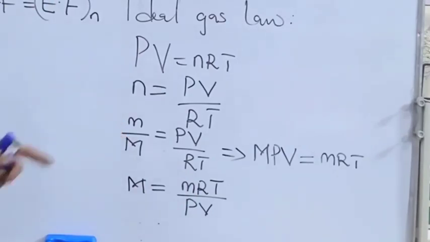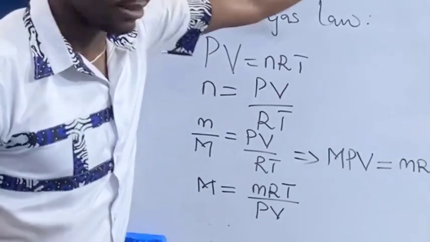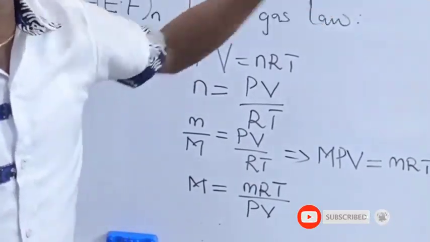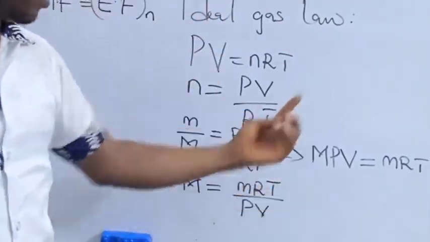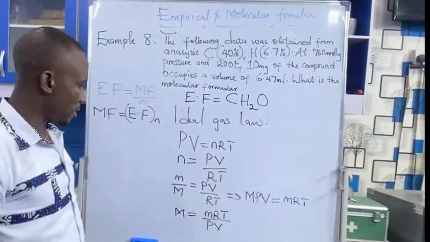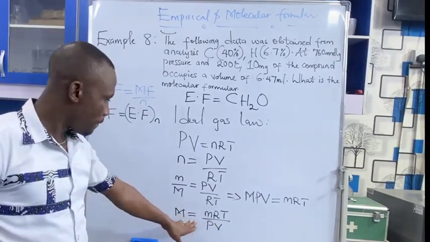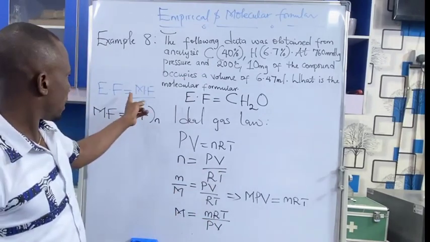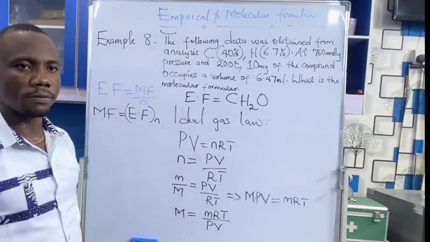But also recall that this formula can also lead us to density, in case density of the gas was given in the question. You can recall that this formula can lead to it, because we know that mass over volume is density. Then we arrange our formula from the ideal gas law and arrive at density. But this formula is suited to getting the molecular weight of the compound. From here, we can reduce it to our formula: M.F is equal to E.F times n.